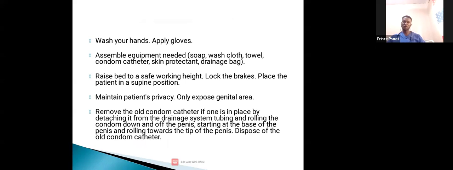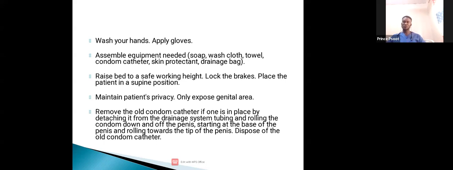You wash your hands and apply your gloves. Assemble your equipment: your soap, your washcloth, the towel, the condom catheter, the skin protectant, and the drainage bag. Raise the bed to a safe working height, lock the brakes, and place the patient in a supine position. Then you maintain the patient's privacy and only expose the genital area. Remove the old condom catheter if one has been used before.